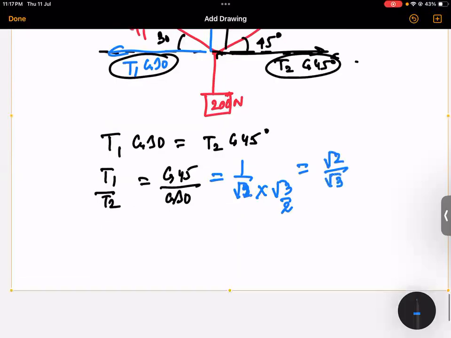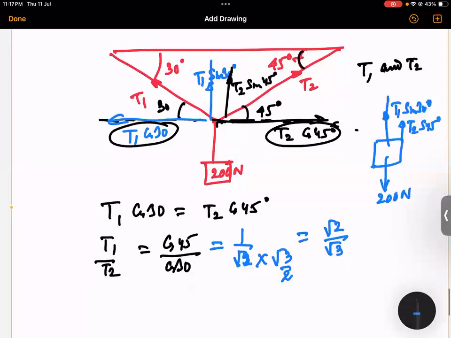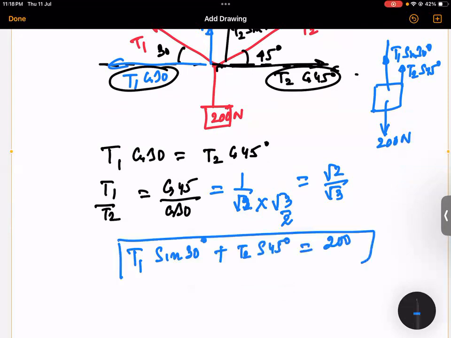So from here you get, now see the vertical forces. In vertical forces you can see this is 200 Newton, and this is equal to T1 sine 30 and this is equal to T2 sine 45. So what you can write? You can write T1 sine 30 plus T2 sine 45 equal to 200. Now you can solve for T1 and T2.